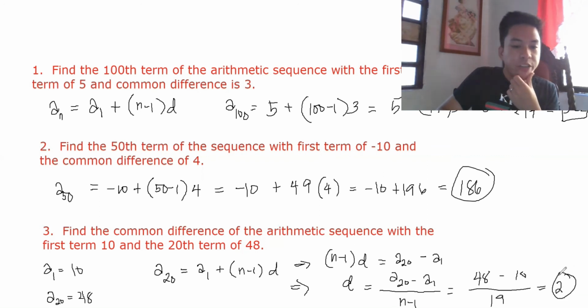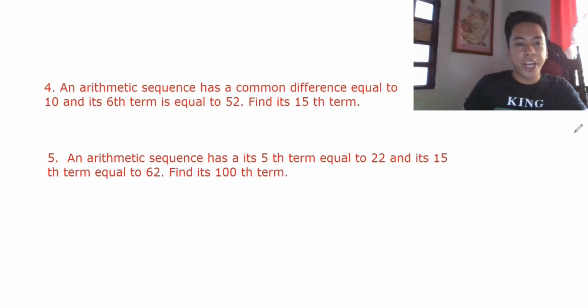So therefore, the common difference is 2. That's it. Okay, so let's have another example here. Number 4: an arithmetic sequence has a common difference equal to 10 and its sixth term is equal to 52. Find its 15th term.